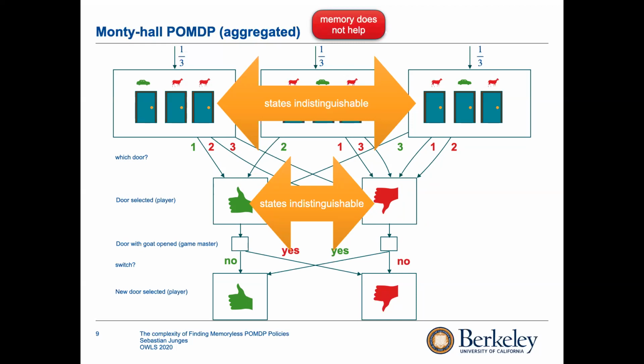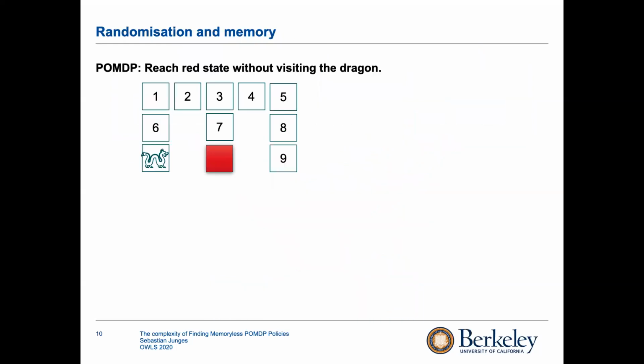So is it always true that memory does not help, and are POMDPs always that easy? Let's look at a slightly different example. This is the famous cheese POMDP. I don't know why it's called cheese, but that's its name. And here, this is a small maze. What you want to do is reach the state with the red flag. You do not want to be eaten by the dragon. The only thing that you can observe in the maze is basically whether there's a wall or not a wall between these tiles. So for example, in state 2, you can go west or east. You cannot go north, and you cannot go south, and you observe exactly this information.